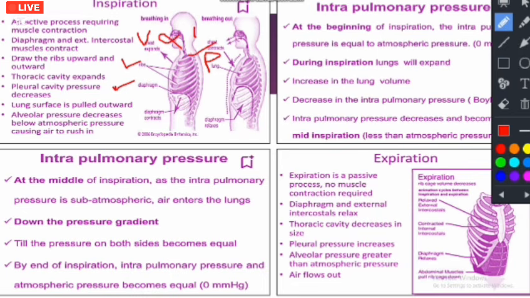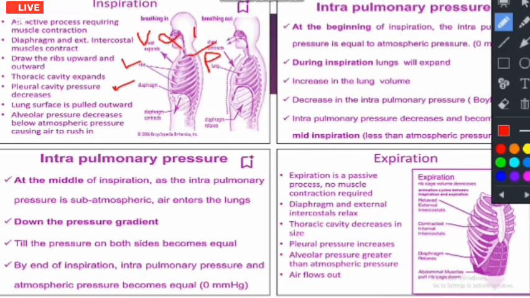What happens to the intrapulmonary pressure? What is intrapulmonary pressure? The pressure that is inside the what? Lungs. So as the lung volume expands, what do you think would happen to intrapulmonary pressure? The pressure in the lungs.